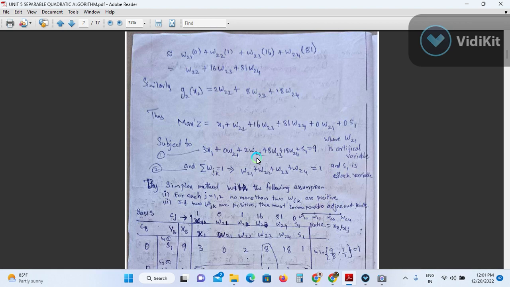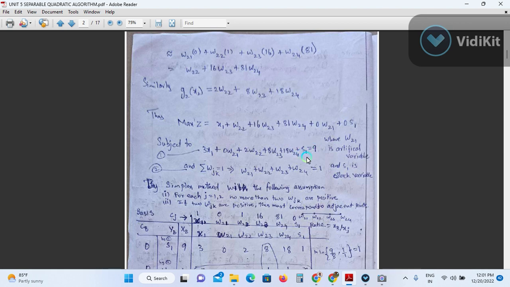And because we need to get the identity matrix, we need to introduce another slack variable s1, and the artificial variable we consider as w21, right? So we need the identity matrix. So that's why we'll put it.